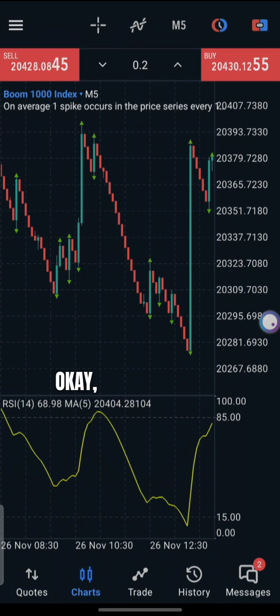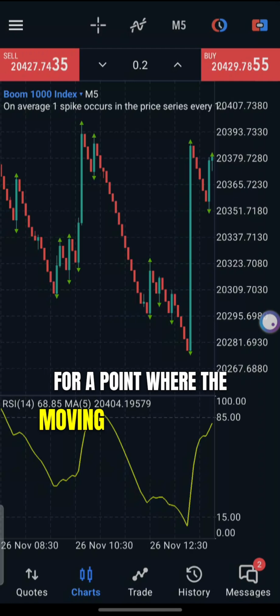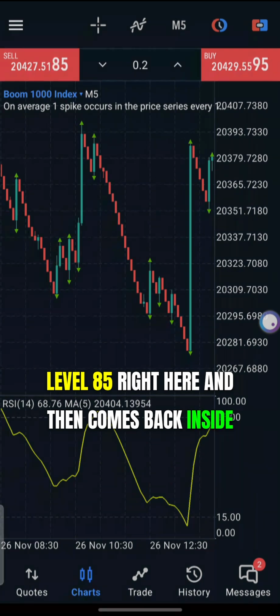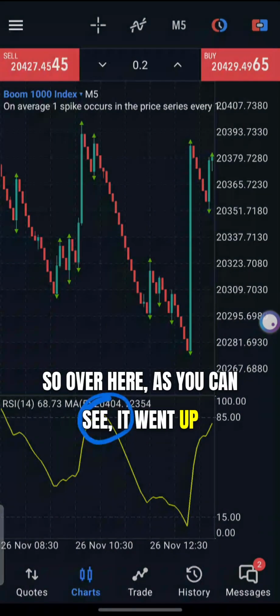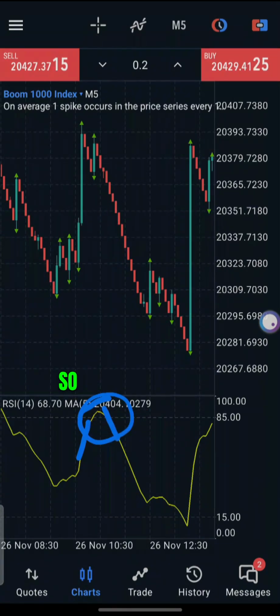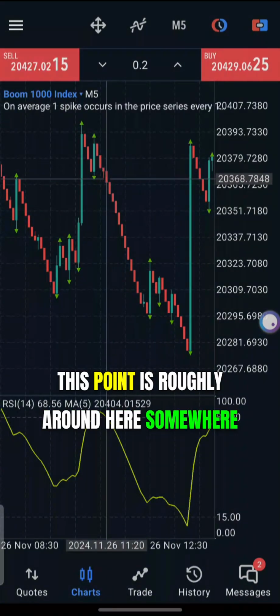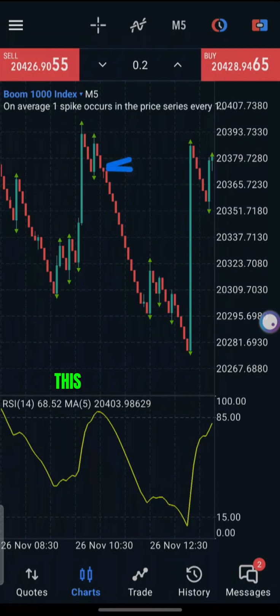Okay, let me just get my tools right there. So we're looking for a sell. We want to look for a point where the moving average crosses level 85 and then comes back inside the level. So over here, as you can see, it went up, then came back down inside. So here you'd like to place a trade once it gets to this point. If we look at the chart, this point is roughly around here. So this is where you take your trade.